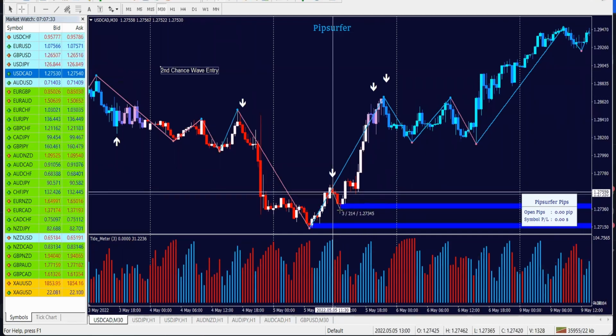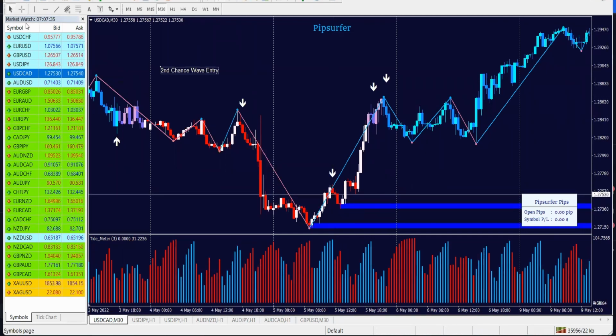Even though this was decent, 20 pips, I wouldn't consider that a winning trade, even though it went up 20, 25 pips in profit, which is a great win for some people. But in this scenario, we have a second rule when it comes to the wave entry: the second chance wave entry. What I mean is you have an entry that follows the rules. We have a lower low created here, a high point created, and Pipsurfer gives an entry that wasn't a winning entry.